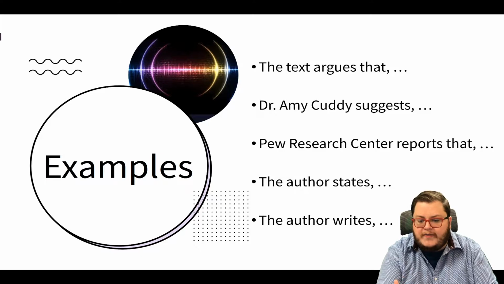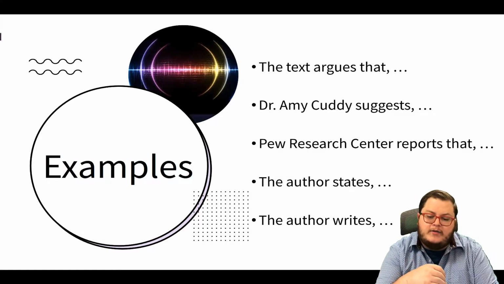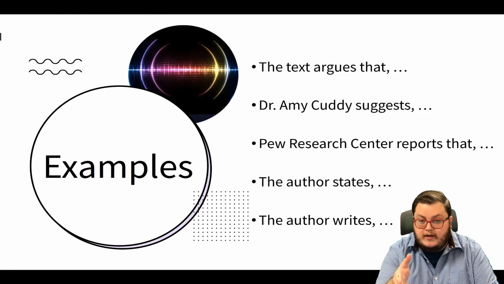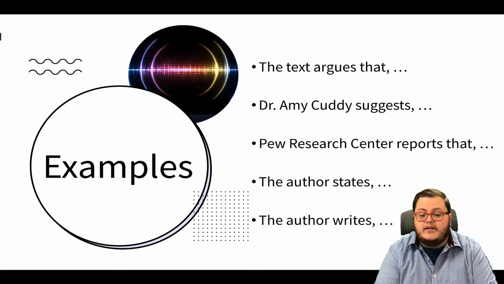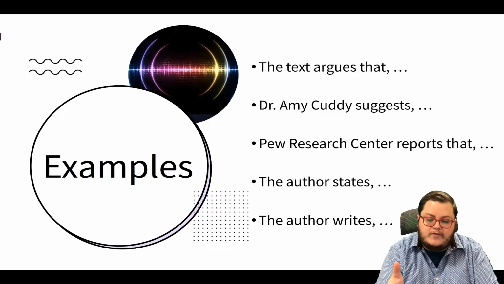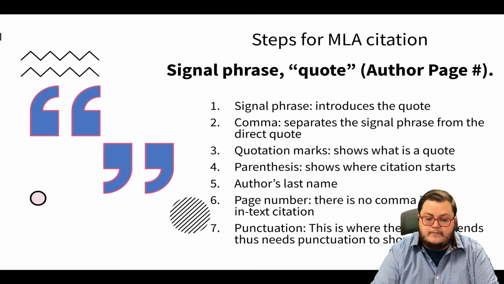So when you write this, here's an example. You have the text argues that, comma, Dr. Amy Cuddy suggests, Pew Research Center reports that, the author states, or the author writes. If you notice here, before I have a quote, I have a comma there. It's a signal phrase, and the emphasis is on the phrase, because it helps show that you're going from an introduction, into a comma, into your actual direct quote from the text.